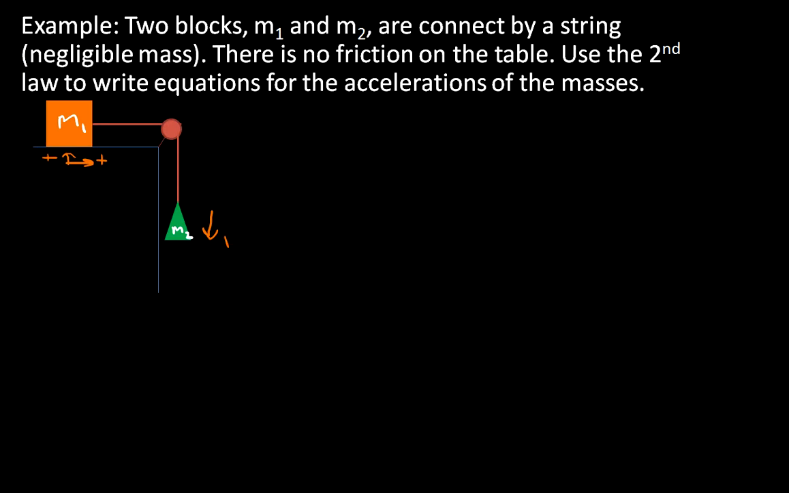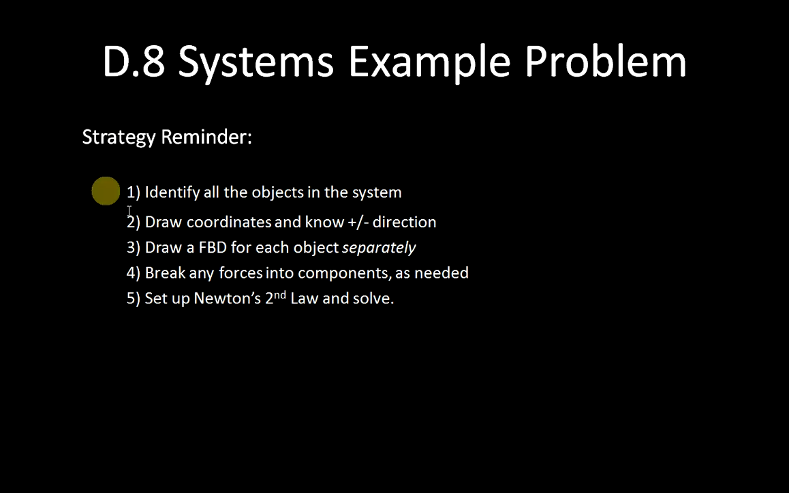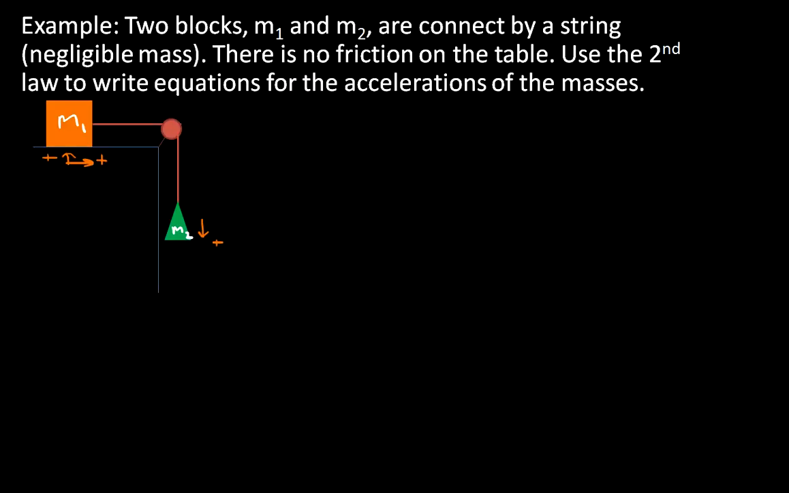I really messed up that triangle. Let me try and redraw it. Downward is going to be positive for this triangle here. There's my coordinate system. I'll show you why this is going to come back and help us later. Next step, that was step 2. Step 3, draw a free body diagram for each object separately.